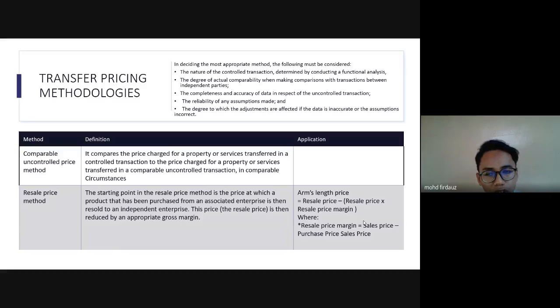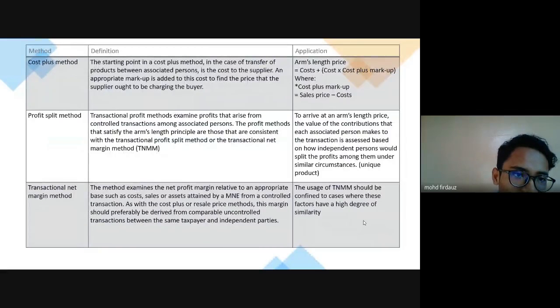The next is the resale price method. To make it easy to understand, the arm's length price is resale price minus resale price times resale price margin. Resale price margin is sale price minus purchase price over sale price. Then there is the cost plus method. The application is to determine the arm's length price as cost plus cost times cost plus markup, and cost plus markup is sale price minus cost.